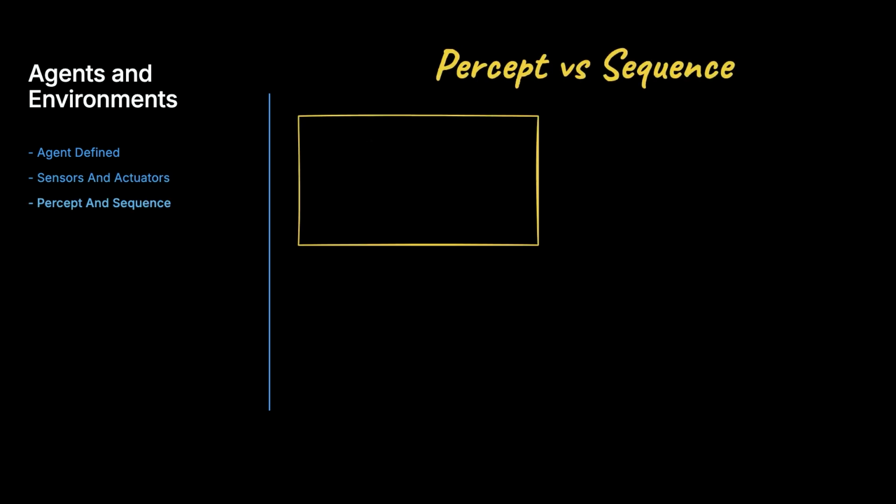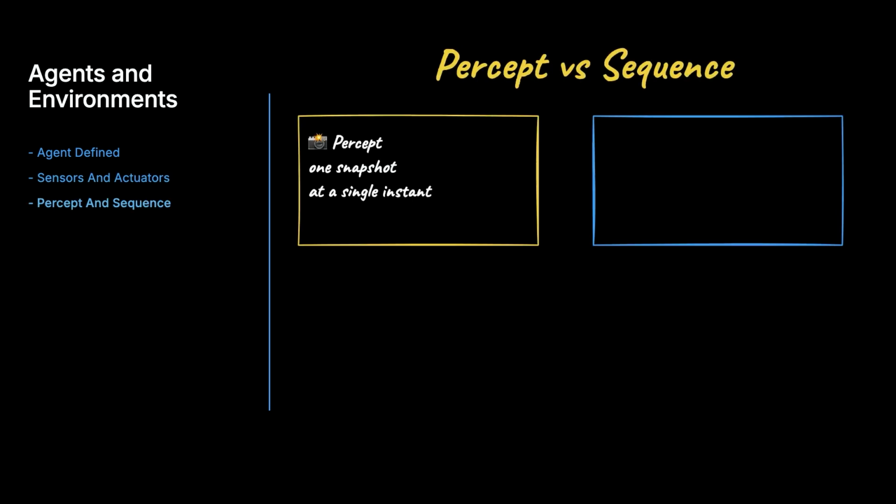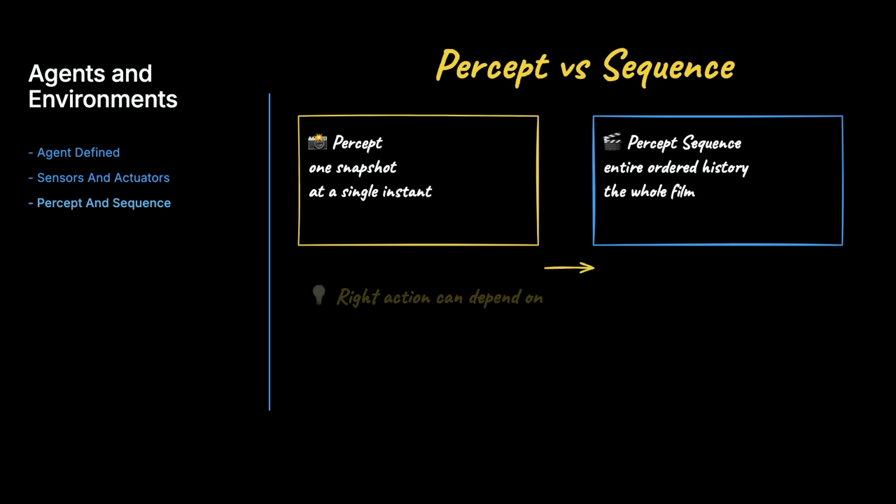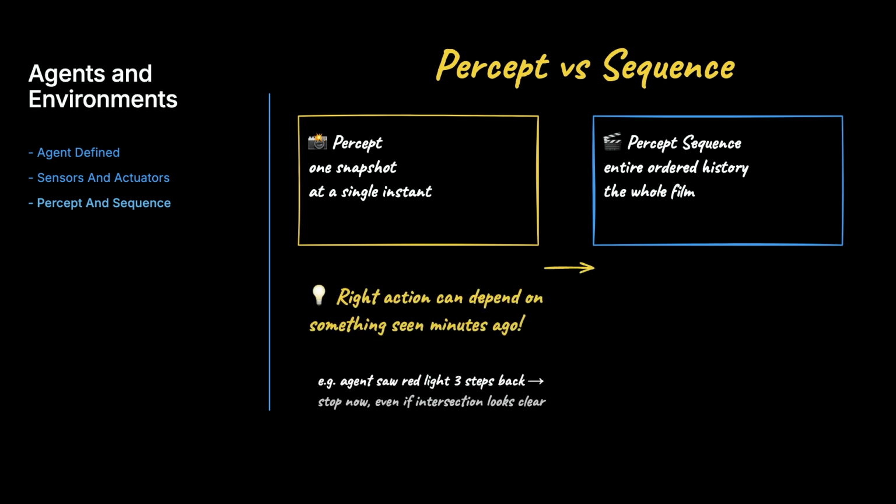Now, here is a distinction examiners love. A percept is what the agent senses at a single instant, one snapshot. A percept sequence is the entire ordered history of everything it has ever perceived, the whole film. Why does this matter? Because the right action can depend on something seen minutes ago.